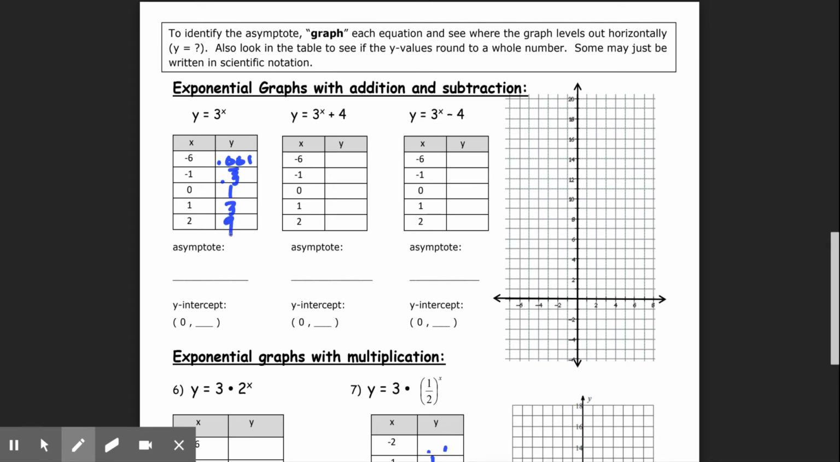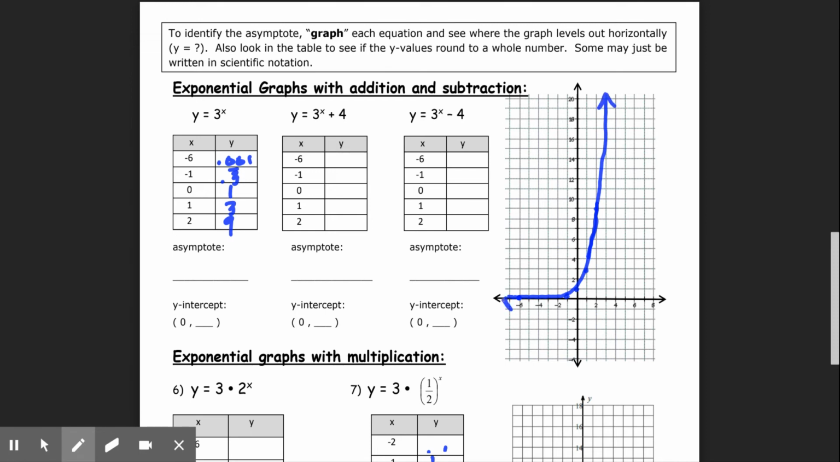So then if we go over here and we graph this, so a negative 6 and 0.001 is just barely, it almost looks like it's on the line. And negative 1 and 0.3, so negative 1 and 0.3 will be about right here. 0 and 1, 1 and 3, and 2 and 9 is right there. So this is what it's going to look like. Oh, I messed up right there.